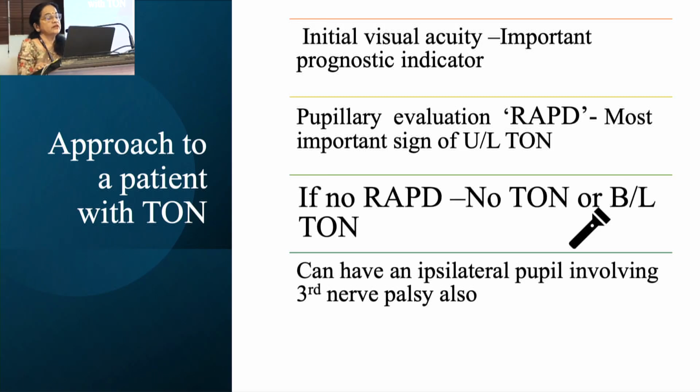The most important clinical feature of a unilateral TON is RAPD, and it goes without saying that if RAPD is not present, it's not a unilateral TON, though very rarely it may be due to a bilateral TON. The presence of an ipsilateral dilated fixed pupil, if you have a third nerve injury, also provides a challenge. But if you watch carefully in the other eye and demonstrate the decreased consensual reflex, that will clear the doubt.